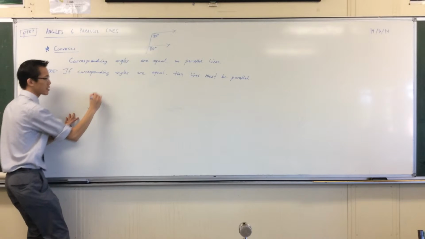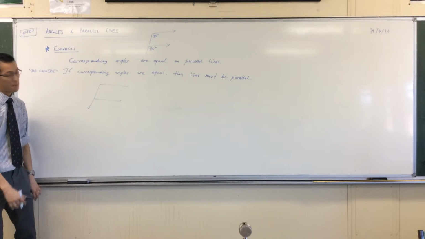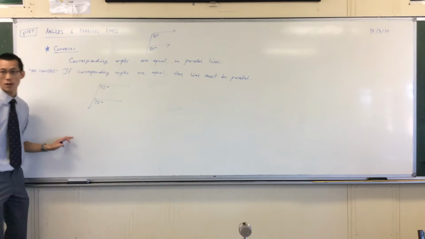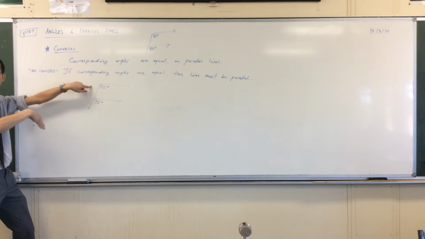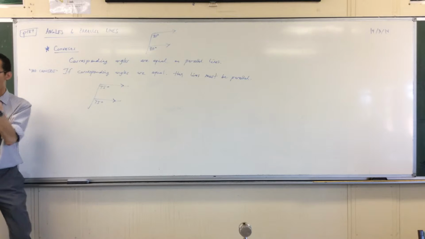That means if you take some lines, you don't know whether they're parallel or not, okay? But I say, all right, this one's 75, and this one also happens to be 75. If they're equal, now I can conclude they must be parallel. You see how I'm doing it in reverse?